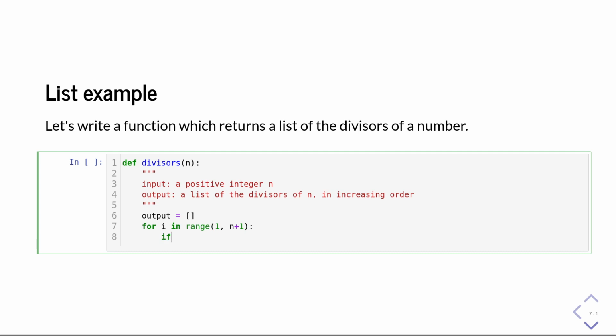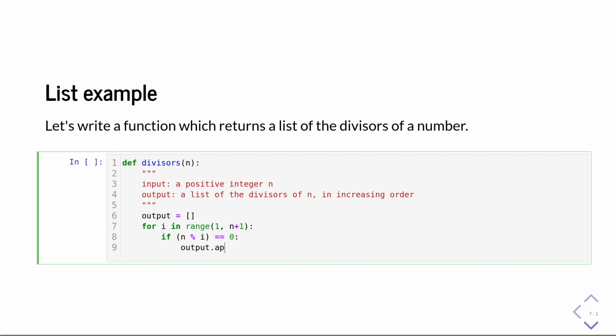Okay, what do I want to do? So if i divides n, how can I check if i divides n? So I should check if n % i, that's the remainder when you try to divide n by i. So if this is equal to 0, that's true exactly when n is divisible by i. In other words, when i is a divisor of n. So this is the condition I want. If that is 0, then I'm going to add my i to the end of the output. And we can do that with append(i), like this.